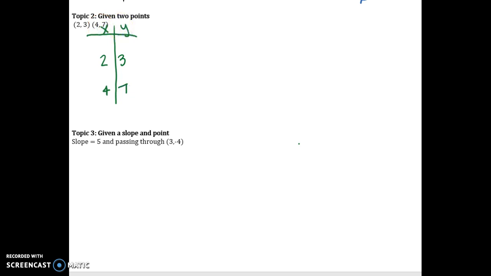Now, you can find your slope by doing rise over run. Think about how far apart these y's are. Well, these y's are getting bigger by 4. Think about how far apart these x's are. These x's are getting bigger by 2. So your slope is your rise over your run, or your change in y's over your change in x. So 4 over 2, which is 2.